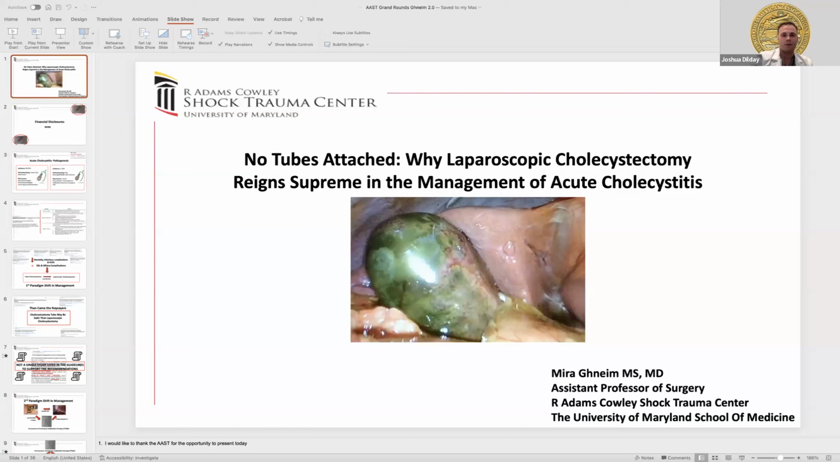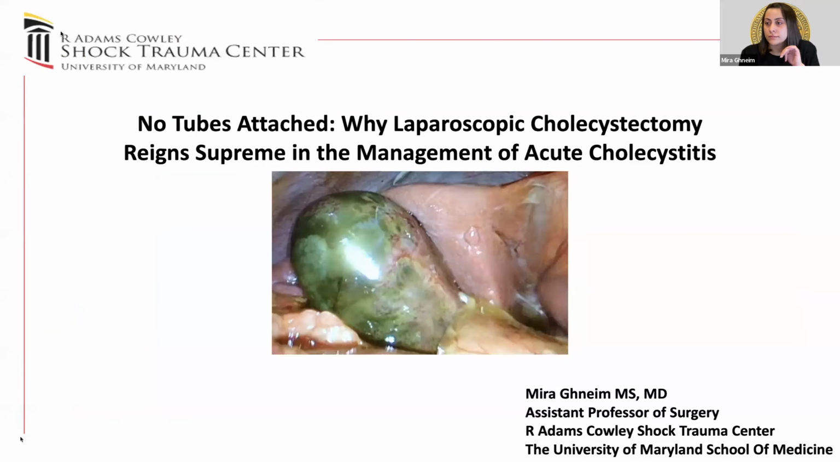So moving on towards Dr. Ghneim, we'd love to hear about percutaneous cholecystostomy, and I really want to hear the controversy of this. So I'm very excited. Without further ado, we'd love to have you go ahead. Thanks. Can you guys actually see my screen? We can. Excellent. All right. Thank you for inviting me to present.